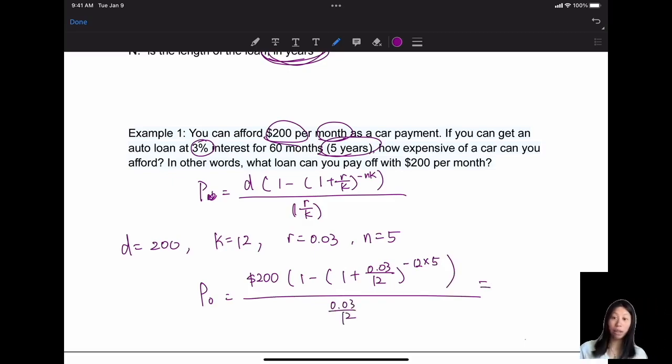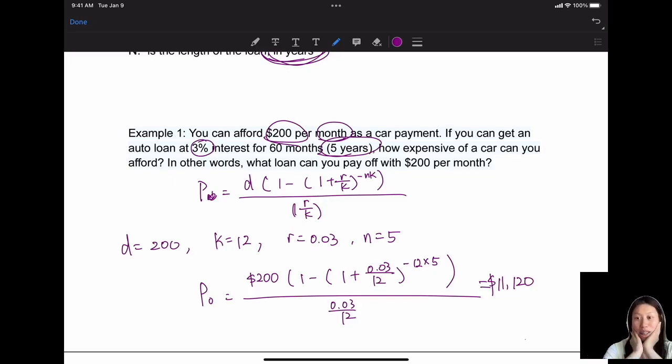When you calculate it, if you get it correctly, you should get 11,120. That means you can afford 11,120 or less. You can afford a car less than that amount.